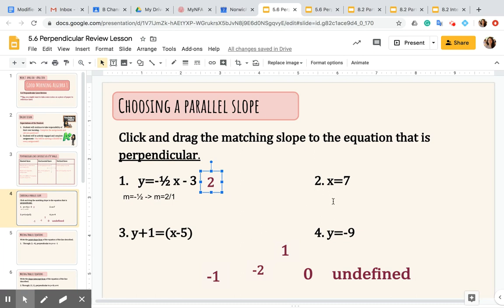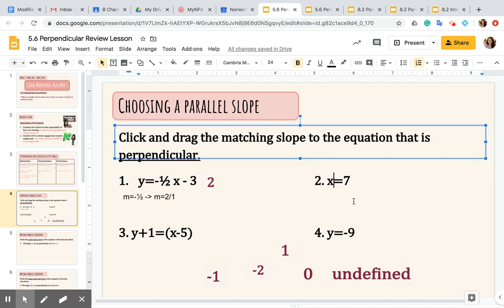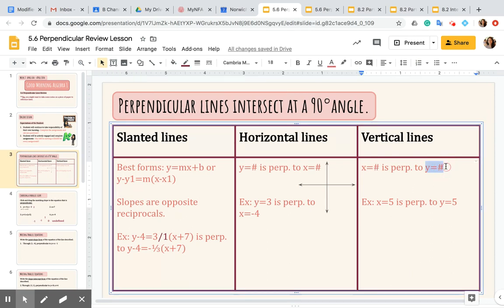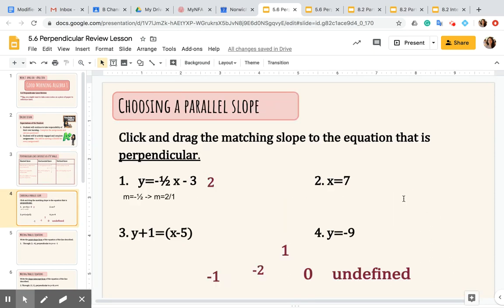Now let's take a look at number 2. X equals 7. All right, well, I know the type of equation that's going to be perpendicular to x equals a number. It'll be y equals a number. But you're not being asked to provide the equation that will be perpendicular. You're being asked to provide the slope that is perpendicular.